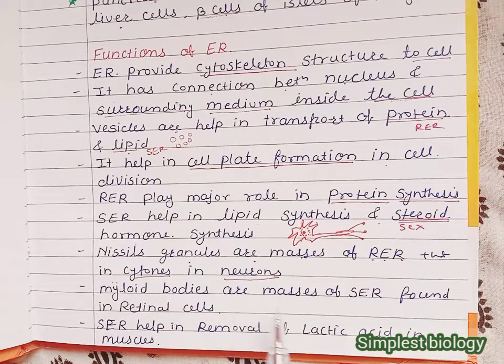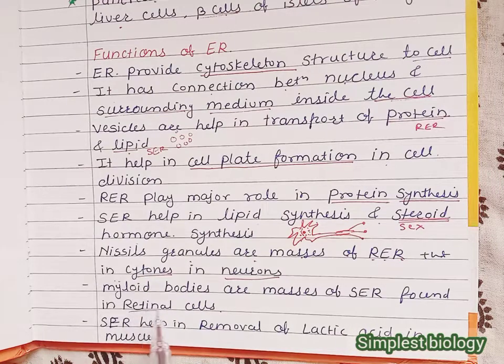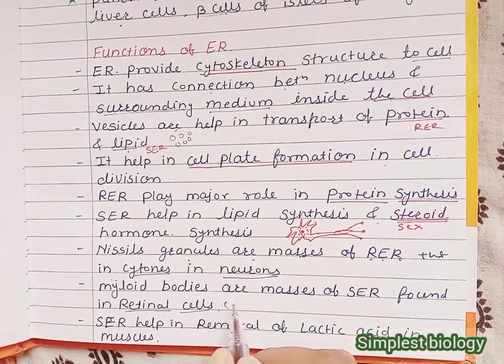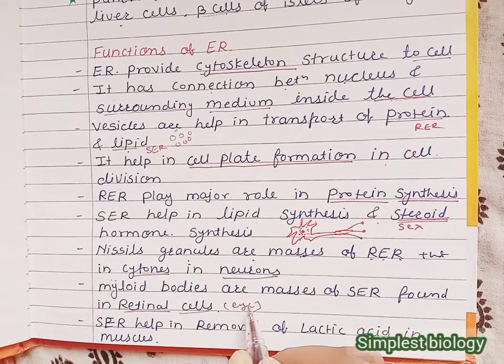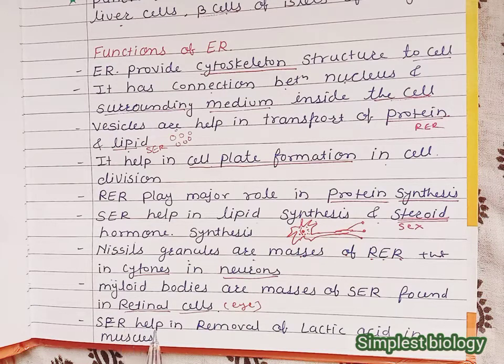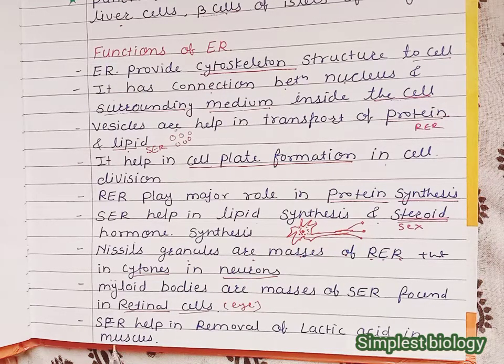Myeloid bodies are masses of smooth endoplasmic reticulum found in retinal cells. Retinal cells are found in the eye. Cells of the retina we call retinal cells, and here the myeloid bodies are prepared with the help of smooth endoplasmic reticulum. Smooth endoplasmic reticulum also helps in the removal of lactic acid in muscles.